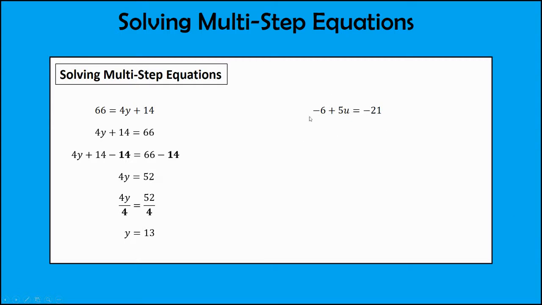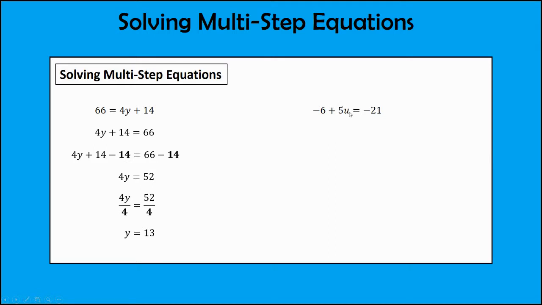Okay, our next one over here, again, a little two-step equation. I already have the variable term on the left. I like to have it on the left because I like to work left to right. So look at my equation. I got two terms on the left, -6 and 5u. They are not like terms, so I can't combine them. On the right, I got -21. I can't do anything to make that any simpler. It's just one term.